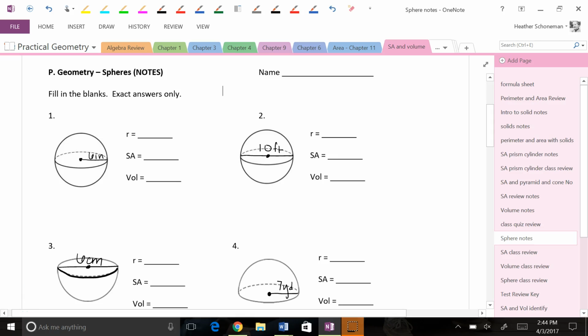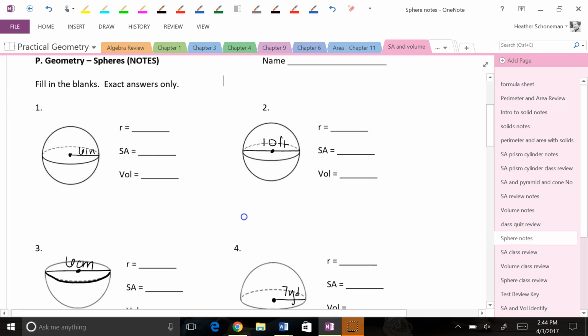This lesson is about spheres. You should have the formulas for spheres written on your formula sheet. We did that in class last time. If you did not get it because you were absent, please make sure you get the formulas from someone that was here. So this first one is an example of a sphere.